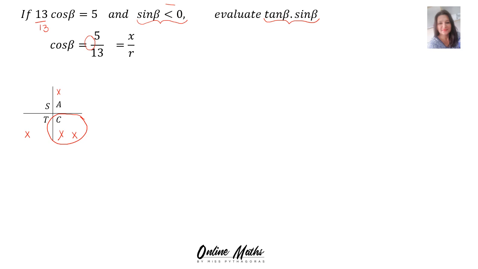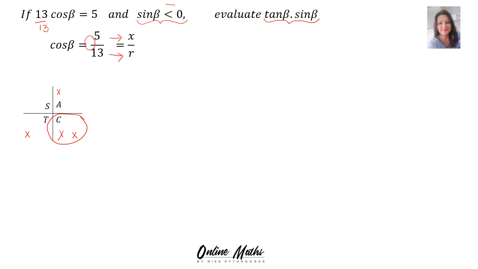Now, to find what we have to evaluate, tan beta times sin beta, we need a value for x, r, and y. At this stage, we have a value for x and r, but we don't have a value for y.